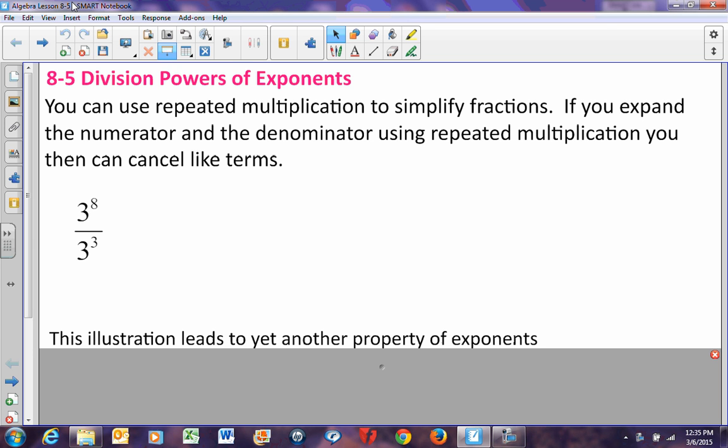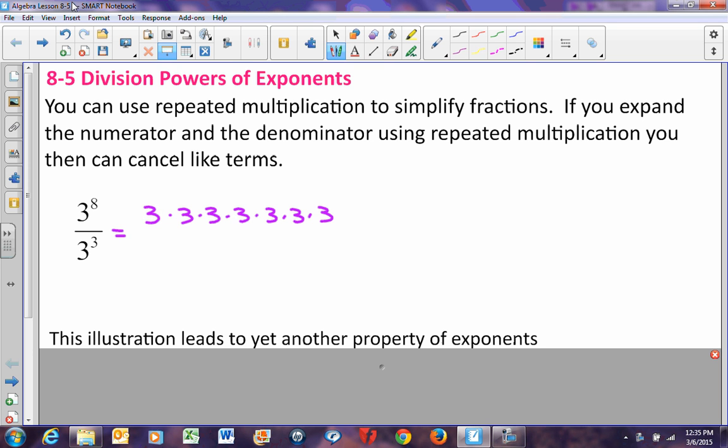For example, if I was going to work with this particular problem here, I have 3 to the 8th, which is 3 times 3 times 3 times 3 times 3 times 3 times 3 times 3, that's 8, all over 3 times 3 times 3. Which means I can now cancel anything that's common. This 3 can cancel with that 3, this 3 can cancel with this 3, this 3 can cancel with that 3, and I'm left with 3 to the 5th power.